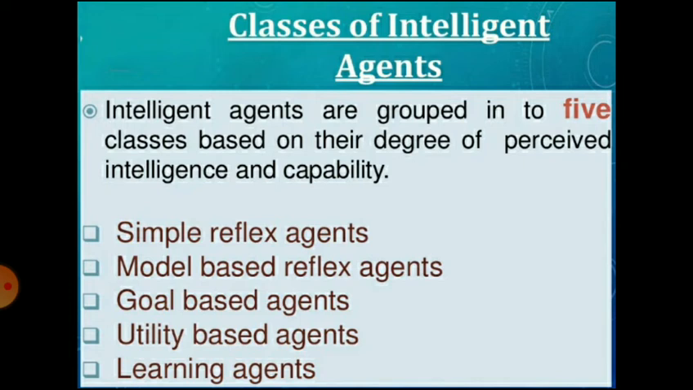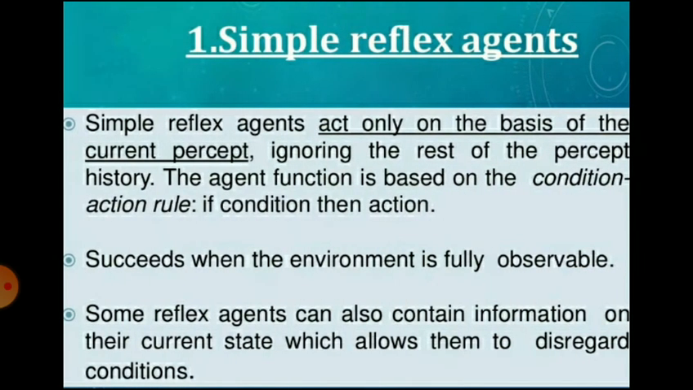Now we will see the different classes of intelligent agent. Intelligent agents are grouped into 5 classes based on their degree of perceived intelligence and capability. The first is simple reflex agents. Then model based reflex agents. Third is goal based agents. Fourth is utility based agents. And fifth is learning agents. So we will see what a simple reflex agent is.